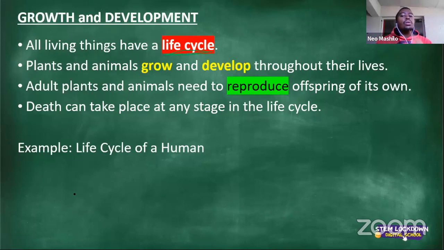Yeah, so that is what we call a life cycle. Plants and animals grow and develop throughout this life cycle. So in a life cycle, you will have plants and animals growing and developing or changing into something else. For example, think of yourself when you were still a baby. I don't know if you remember how you looked, but if you look at pictures of yourself when you were still a baby, you don't look the same way you looked then, unless you have not changed much. But most of us, we don't look the same.